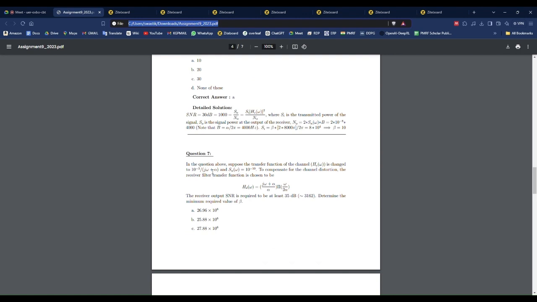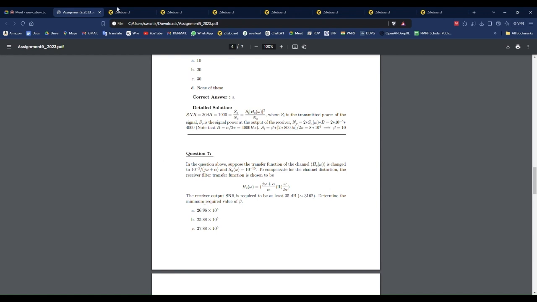Okay. In the question above, suppose the transfer function is changed to 10 to the minus 3 by j omega plus alpha. So previously we had a constant as the transfer function, but now we also have a complex transfer function. And the noise power is 10 to the minus 10. To compensate for the channel distortion, the receive filter transfer function is chosen to be this. The receiver output SNR is required to be at least 35 dB, which is 3162. Determine the minimum required value of beta.